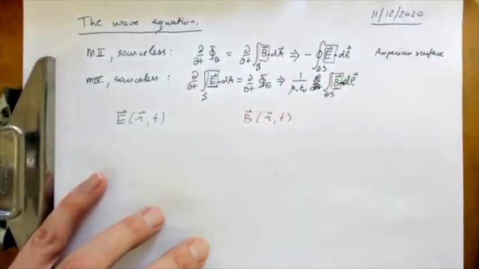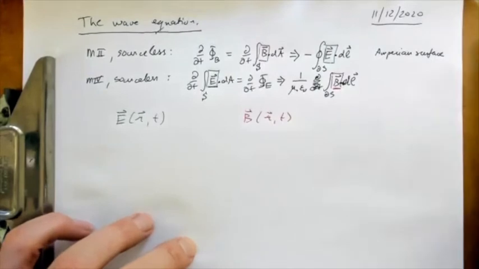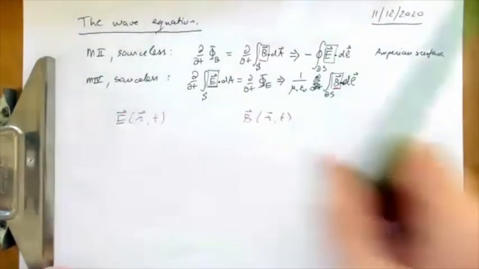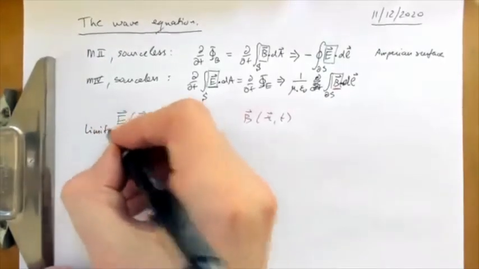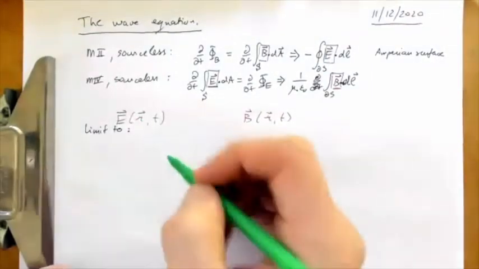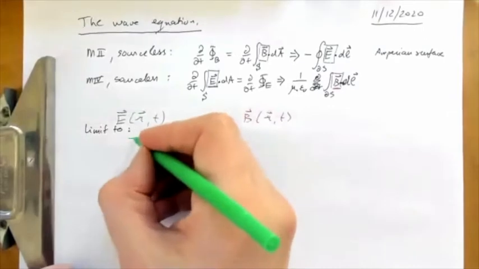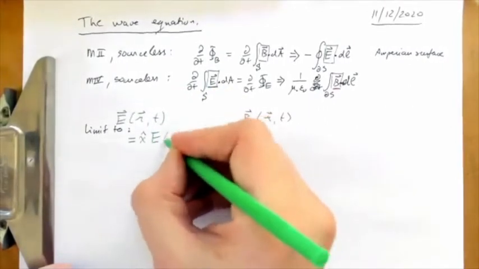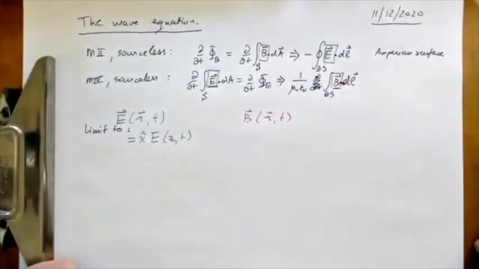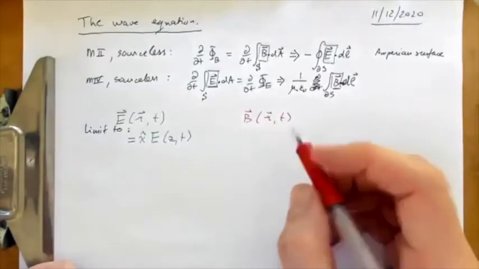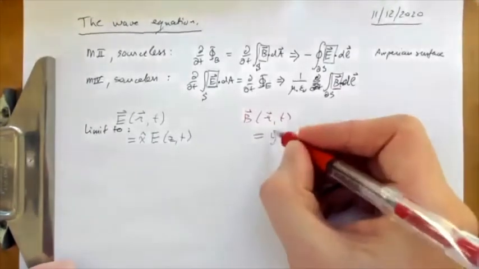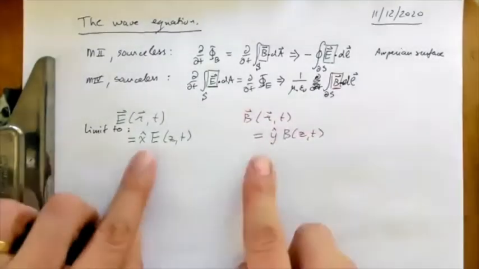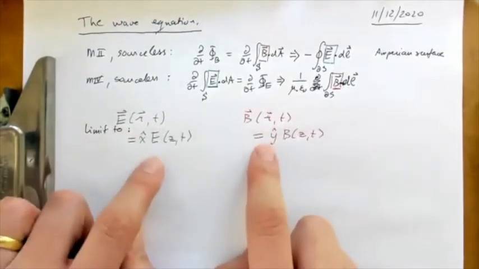Now, in order to get the wave equation, we're going to make a couple of simplifications. We're going to make it a little bit easier. For the electric field, we're going to limit ourselves. We're going to say that the electric field is pointing in the x direction. So that's the E field, and it's only a function of the z coordinate and the t. And we're going to also limit the B field to a field that points in the y direction, and is also only a function of the z and the t coordinates.